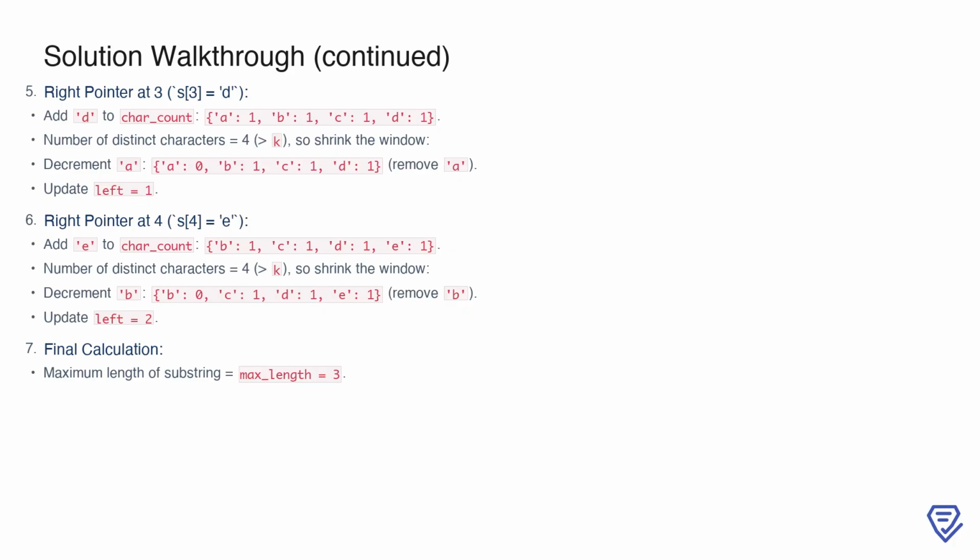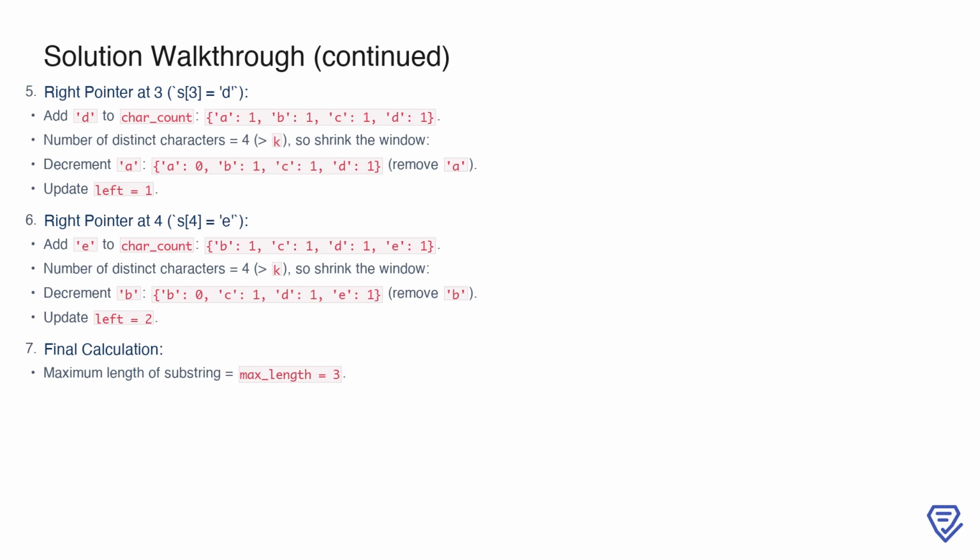The number of distinct characters is now 4, which is greater than K, so we shrink the window by decrementing the count of A. Since A now has a count of 0, we remove it from the dictionary, leaving char_count as B1 C1 D1. We then update left to 1.